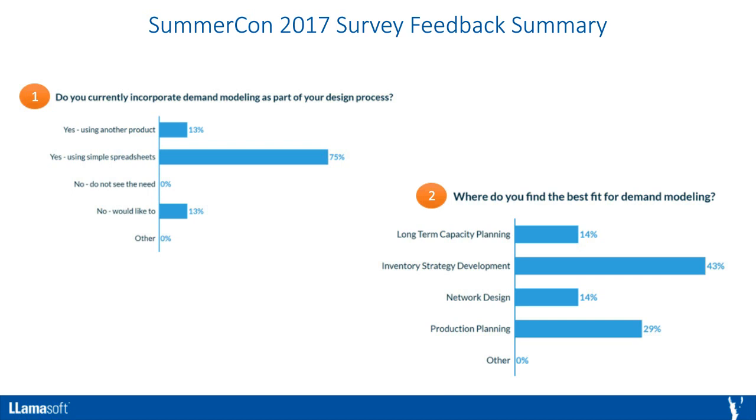The second question was, where do you find the best fit for demand modeling? And so the choices were long-term capacity planning, inventory strategy development, network design, production planning, and other. And you can see the mix is kind of across the board here. A good portion is inventory, and across the network design use cases, we have 3 different parts that have been spread out. And you can see there's a good appetite for applying demand modeling to various aspects of design, not just a network infrastructure planning problem, but be it a capacity planning, a production planning, or inventory strategy development.